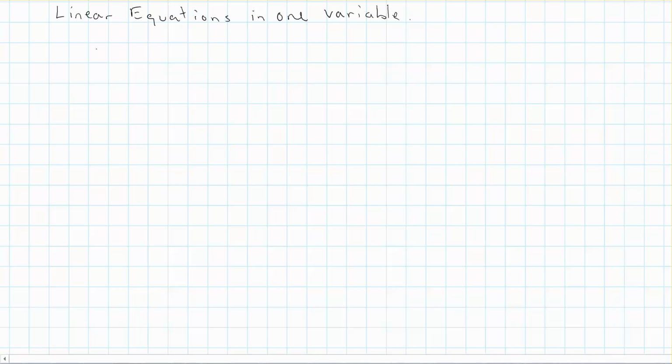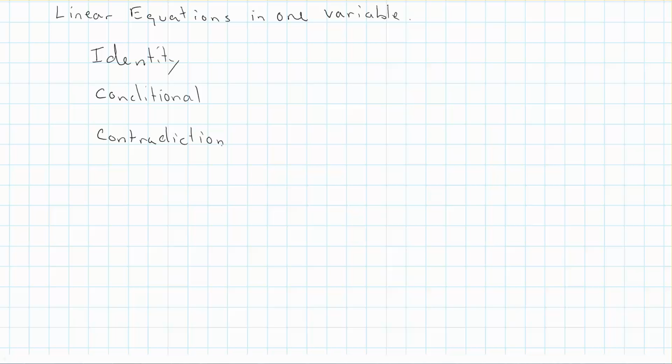There's what's called an identity equation. There is a conditional equation. And then there is a contradiction. Now, with these three types of equations, most of the time we don't necessarily know which one we have until we start solving the equation. A conditional one is the one you're probably most familiar with, even though you might not have heard the term.